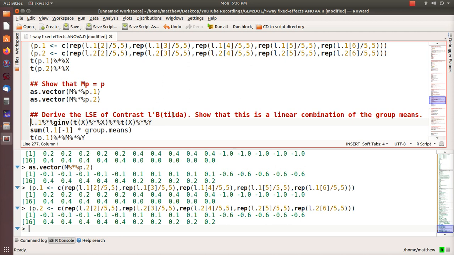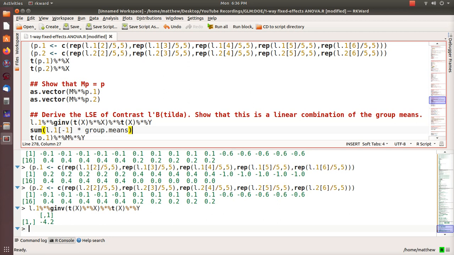Lambda beta tilde is the unique least squares estimate for lambda beta. And so here is our lambda, and here is the least squares estimate. So it's x transpose x, generalized inverse, x transpose y. And then L prime is what we did, and we get negative 4.2. So that's our least squares estimate of that contrast, the L1.